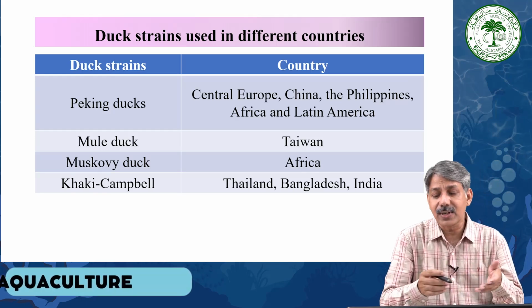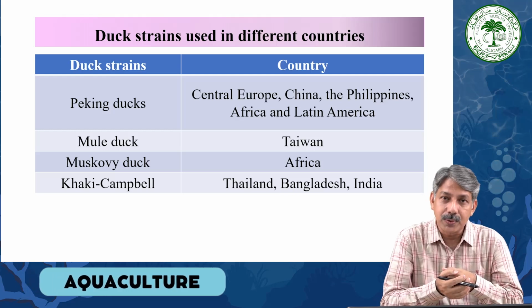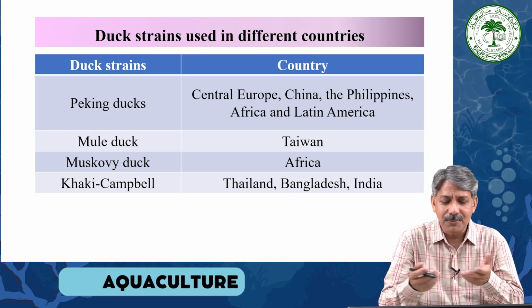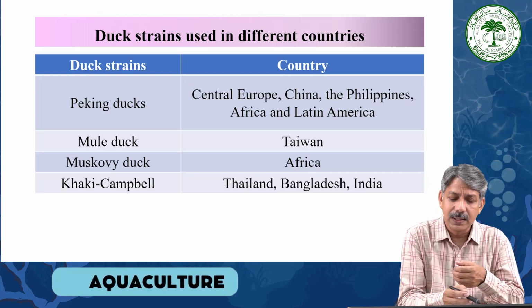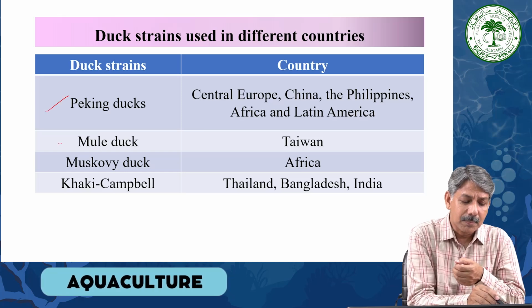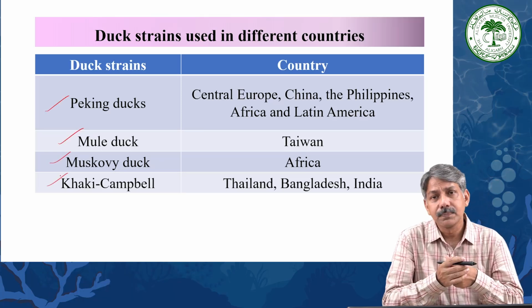What are the different duck strains that are used? That depends on the environment where you are going to carry out this operation. In different countries, in different regions, people have used different kinds of duck strains. For example, there are Peking ducks, mule ducks, Muscovy ducks, and Khaki Campbell ducks.